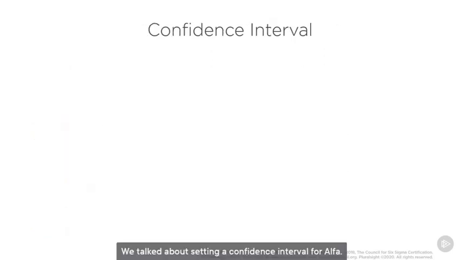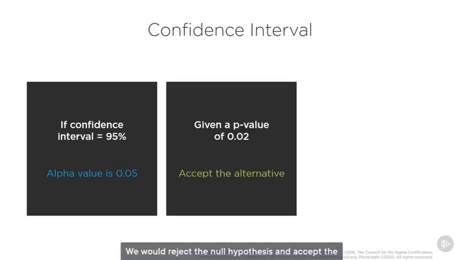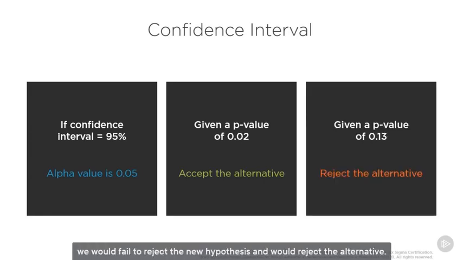We talked about setting a confidence interval for alpha. If the confidence interval is 95%, then the alpha value is 0.05. Given a p-value of 0.02, we would reject the null hypothesis and accept the alternative. And given a p-value of 0.13, we would fail to reject the null hypothesis and would reject the alternative.